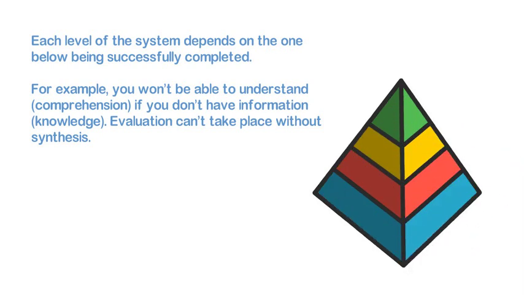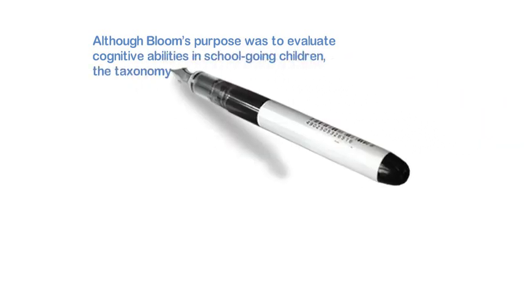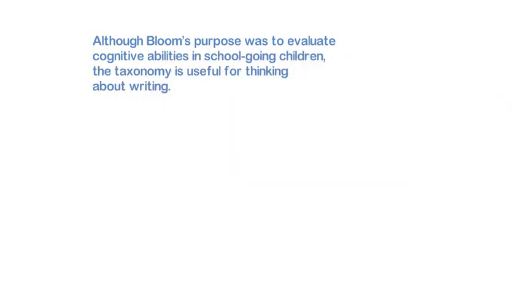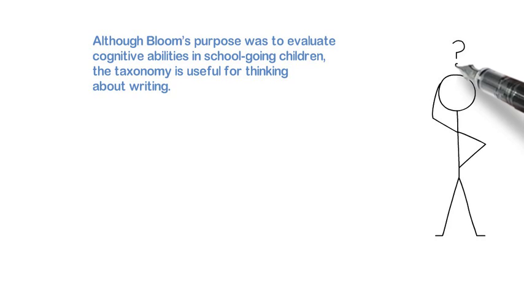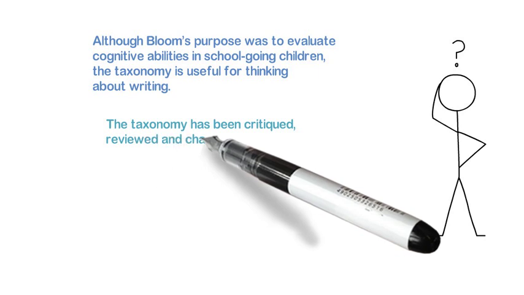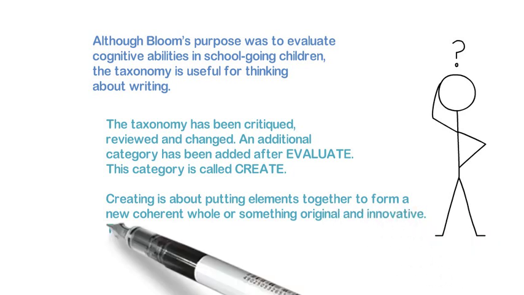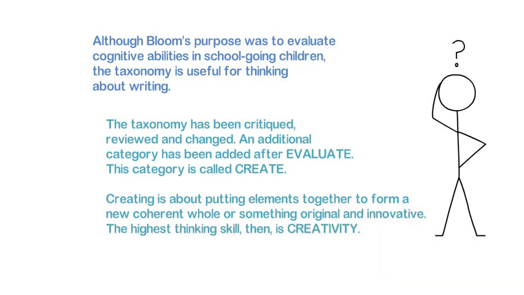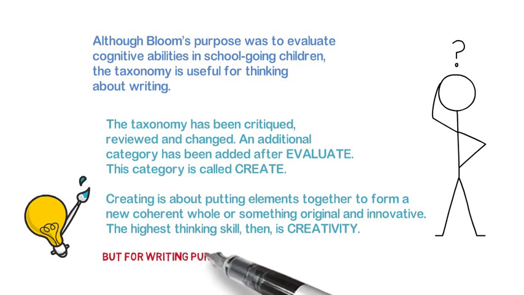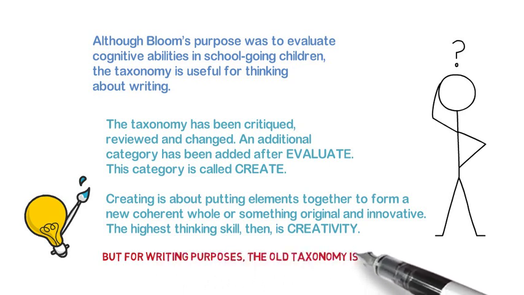So, although Bloom's purpose was to evaluate cognitive abilities in school-going children, the taxonomy is useful for thinking about writing and for articulating what we're doing in writing, how we move from description to analysis. Now, over the years, the taxonomy has been critiqued, reviewed, and changed, and the most recent taxonomy has an added category called create. And creating is about putting all the elements together and coming up with something original and innovative. So the highest order thinking skill is creativity. But for my purposes, for writing purposes, the old taxonomy is really useful.